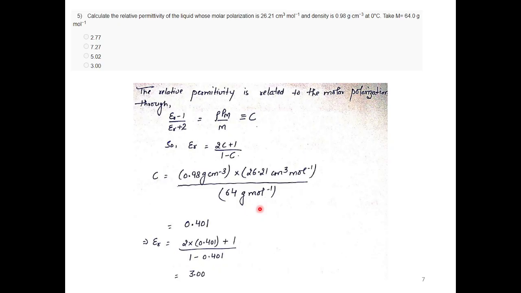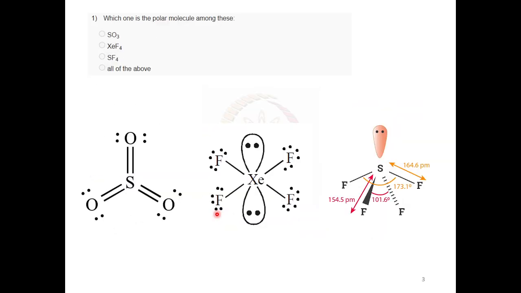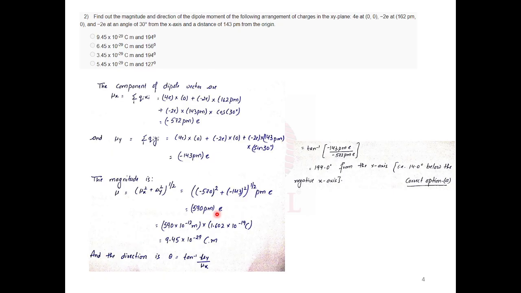Now you need to calculate this polarizability. This epsilon r equals (2c plus 1) by (1 minus c), right? So this c you can calculate from here. So these are the questions for this session, but we will go through some other questions also. So let me know if you have any questions from here.